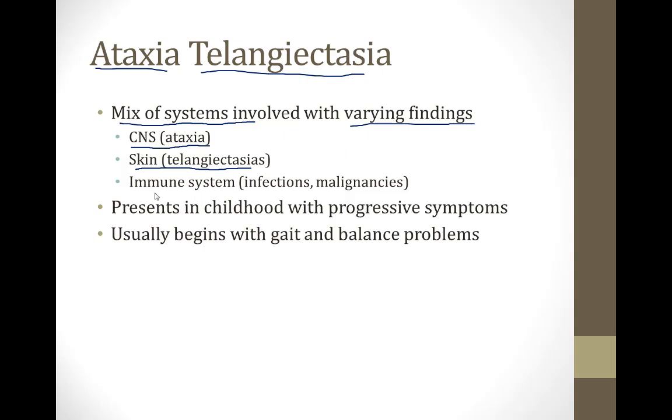And then finally, people with this condition get lots of immune system findings. That's why we're talking about it in the immunology module. So they are vulnerable to infections. We'll talk about that in a minute. And because of all that DNA damage they accumulate, they develop malignancies, and that's usually how they die, is from a malignancy. This condition presents in childhood with progressive symptoms, and usually it begins with the ataxia symptoms. So parents will bring their child to attention for gait and balance problems, and that will lead to a diagnosis.